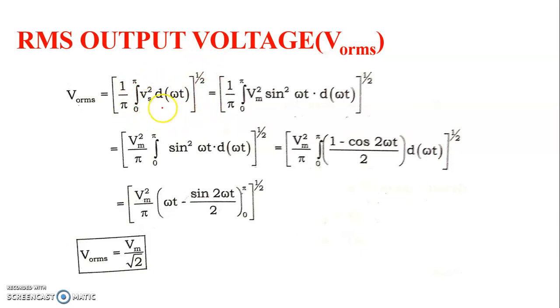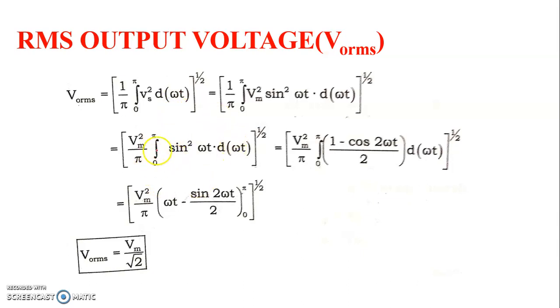So the input voltage Vs is Vm sin ωt. By squaring this, we get Vm² sin² ωt d(ωt), whole power 1 by 2. Here Vm² is a constant term, so take Vm² outside, then we get sin² ωt d(ωt). We don't have any direct formula for the integral of sin² ωt.